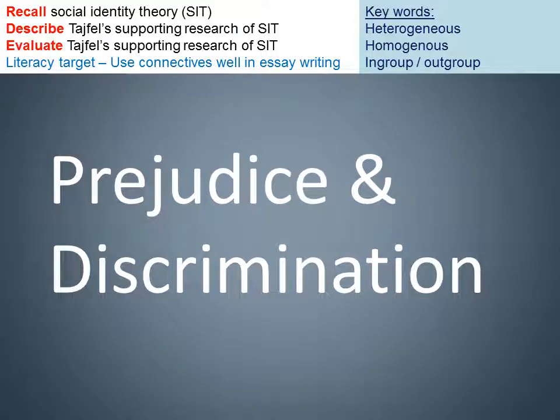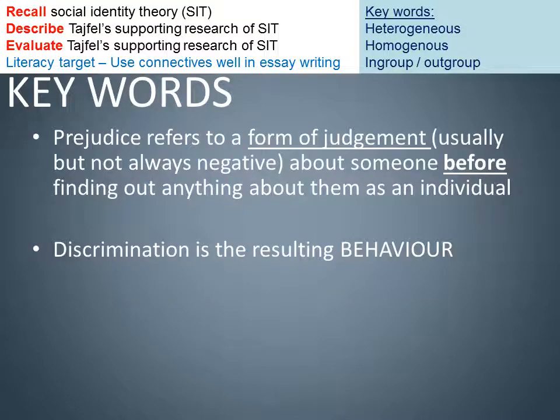The second bit of content that you need to know for the social approach in psychology is prejudice and discrimination. Now, prejudice refers to the form of judgment, usually but not always negative, about somebody before you know anything about them. So making that judgment about someone before you know anything. Now, discrimination is the resulting behaviour from prejudice. So once you've made a prejudice about somebody, you will have discriminatory behaviour toward them because of the prejudice.